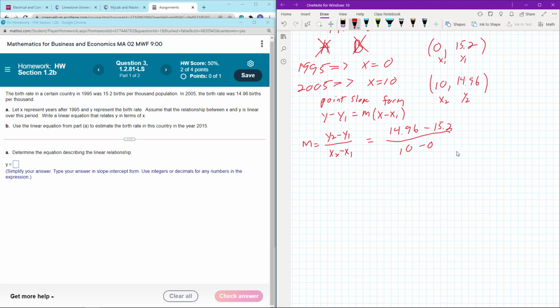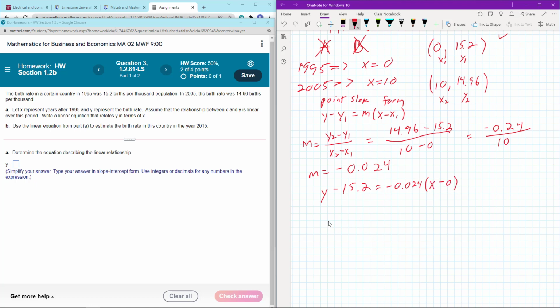All right, 14.96 minus 15.2 is going to be equal to negative 0.24. Okay, and then finally, we have 10 minus 0. Well, that's just nothing more than 10. And now we can do the division, and we will have that m is equal to negative 0.024. Now to do the point-slope, which point do you want to use in point-slope form? Probably this one, so we can take advantage of x1 being equal to 0. So we are going to have y minus y1, which is 15.2, equal to negative 0.024 times x minus x1, which is 0.